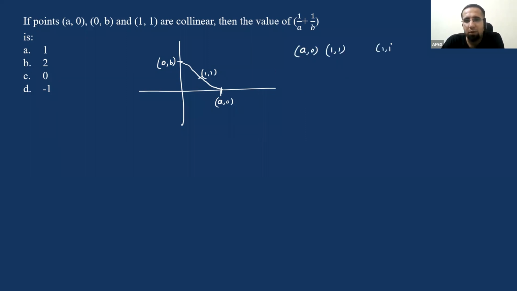Similarly, I can go with (1, 1) slope and (0, B) slope. So the slope of both of them will be equal. If you apply this, you should be able to get your answer. And that should be a very simple question, because if they are collinear, then the slopes are always equal.